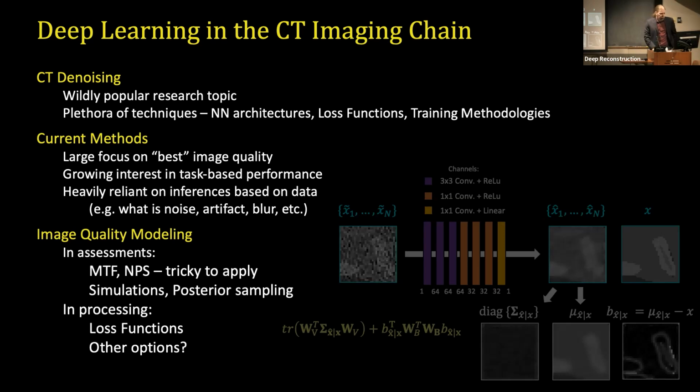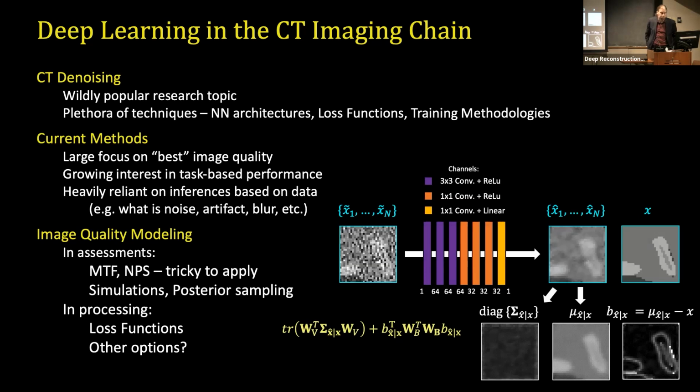So I want to get image quality models back into the equation here. They're often used in assessments, things like modulation transfer function and noise power. Now, those are pretty tricky to apply to neural networks because of the nonlinear processing. So maybe there's other things we can do where we do some more exhaustive simulations or even look at things like posterior sampling.